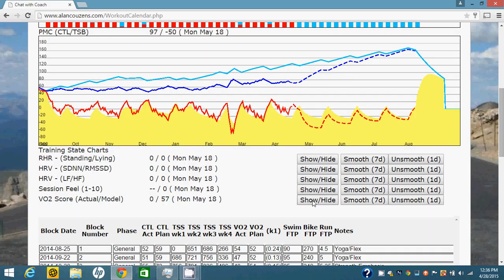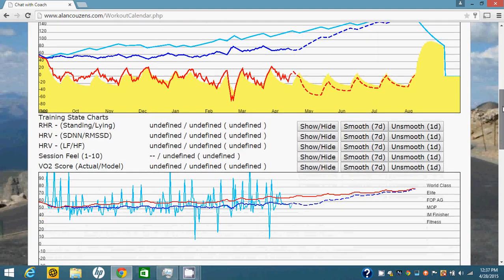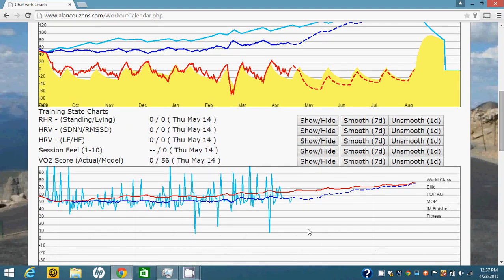The second chart that you might have noticed is the VO2 score chart, and this basically shows how your power to heart rate and pace to heart rate numbers converted into that VO2 score are changing over the season. The wiggly blue line here is the actual day-to-day numbers. The dark blue line is a rolling average, or a modeled average, of those numbers. And then the red line is the goal numbers as they were at the start of the season. So you can see how that's tracking towards the goal.